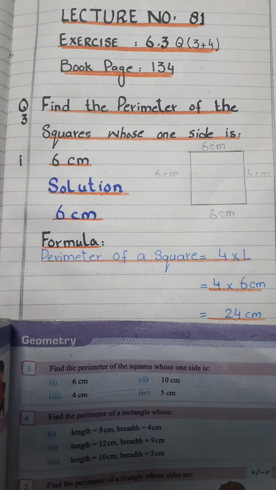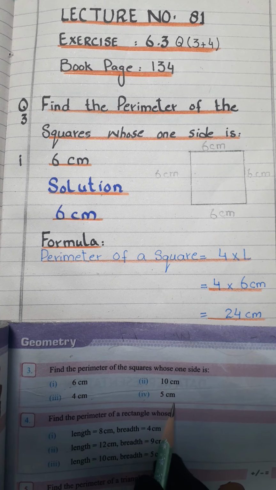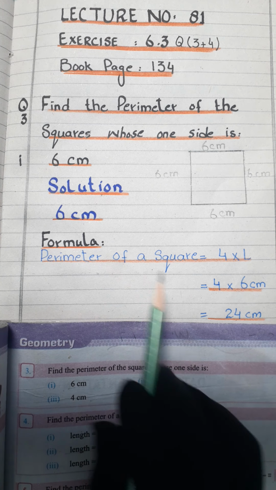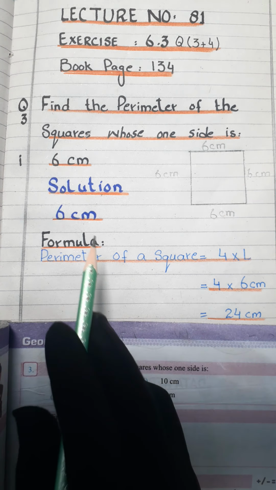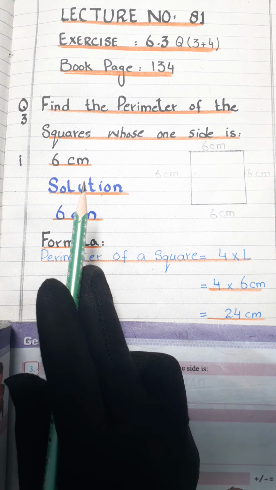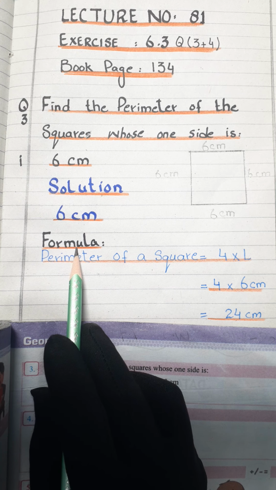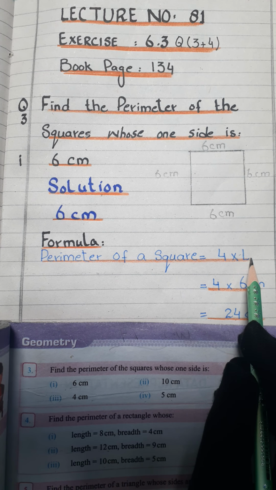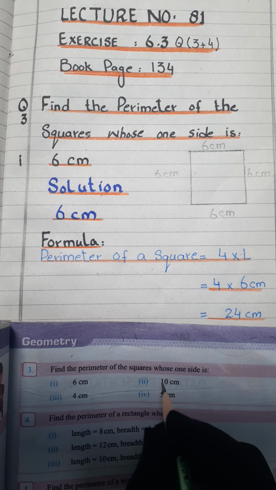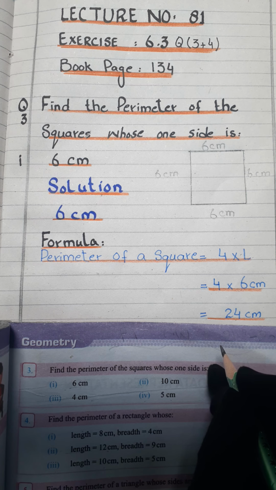So when you solve the remaining parts, 10 centimeter, 4 centimeter and 5 centimeter, you just follow the same steps. No need to draw the shape. You just give the heading of solution. First of all, write the given value, then give the heading of solution, repeat the question, give the heading of formula. Perimeter of a square, 4 multiply L, then write the next value and solve the question. Clear? Clear, students? Easy? That's good.